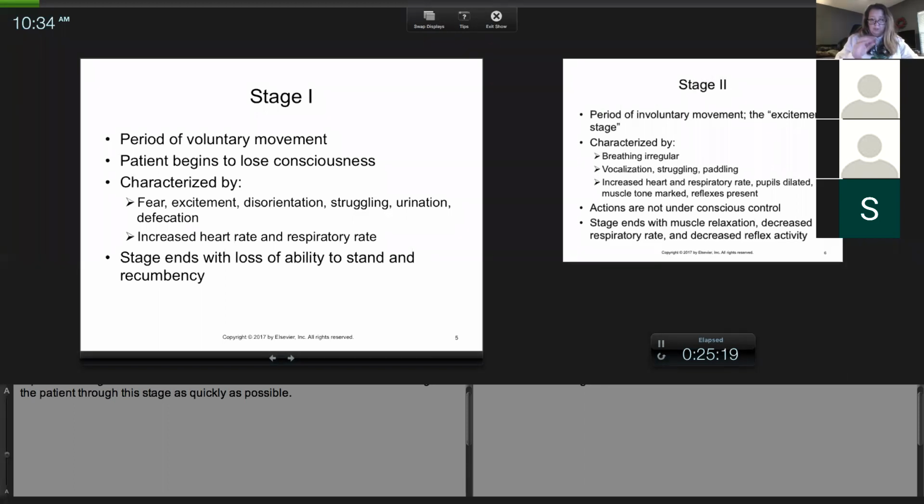Now, initially in stage 1, sometimes when we give sedatives, because there could be excitement, heart rate and respiration can initially come up.